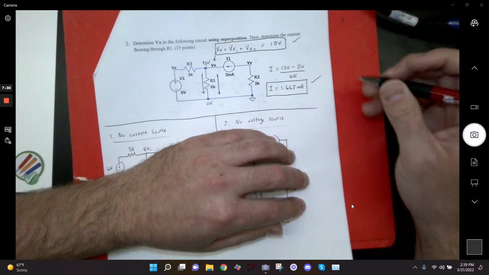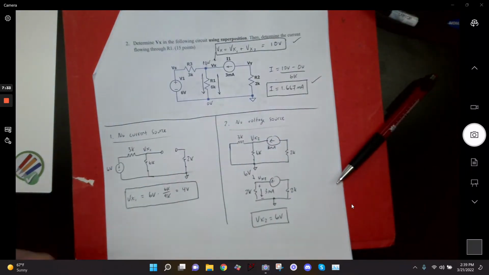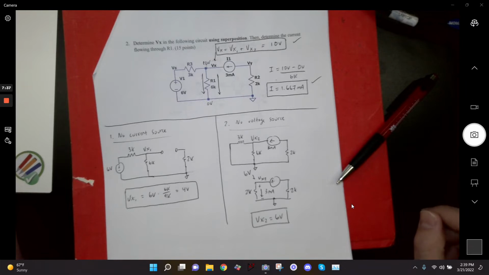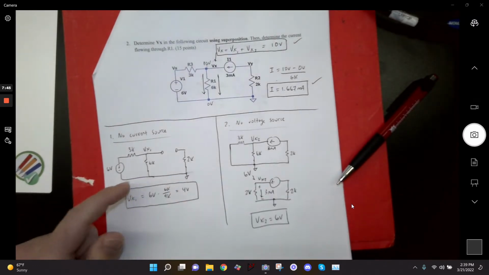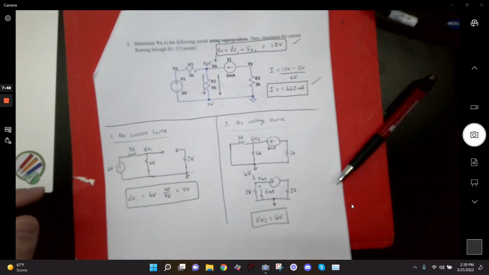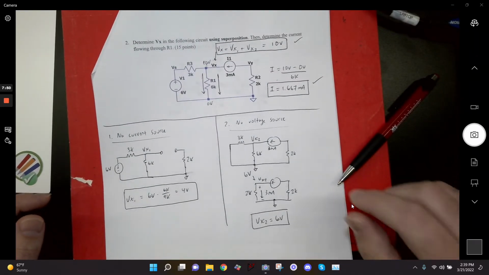Alright, so that's the problem on superposition. Any questions about that? Yeah. So, for number 1, you know the 2K resistor? For this one? Yeah. So, why don't you combine it with the 6K?